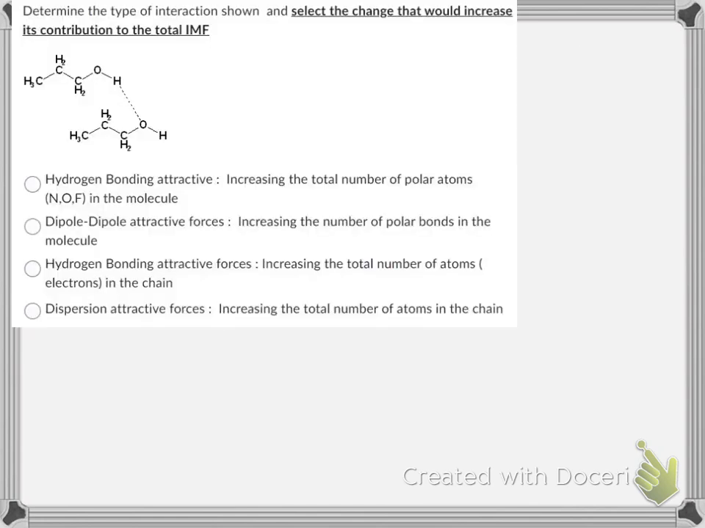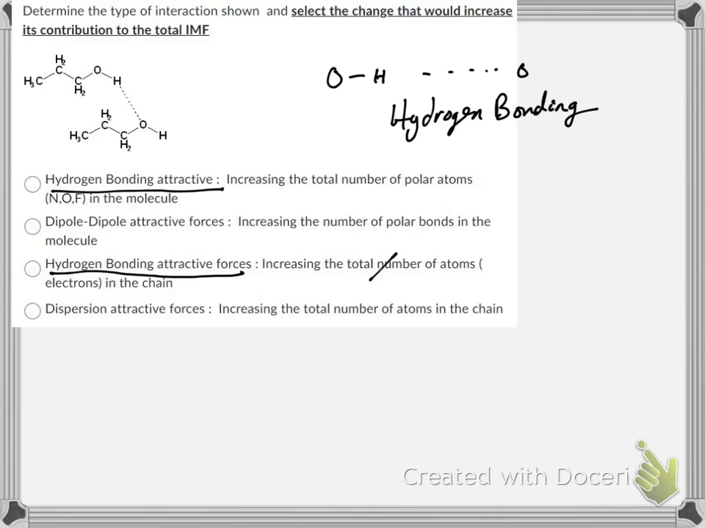The final interaction is going to be hydrogen bonding. So this is an OH interacting with an O. So this is hydrogen bonding. This does not scale with the total number of atoms. That's dispersion. So that gives us answer A. Increasing the total number of polar atoms, nitrogen, oxygen, or fluorine, gives more sites for hydrogen bonding and will increase the attractions. It is not dispersion or dipole-dipole.